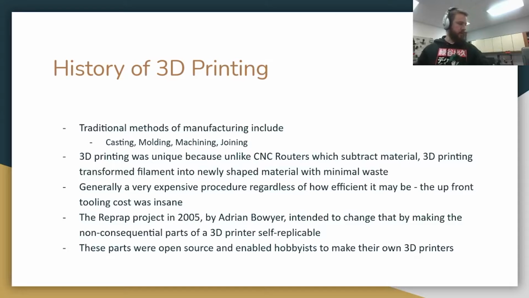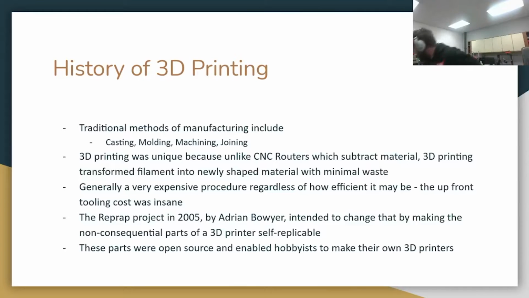So the history of 3D printing, for those curious, it comes from a long line of traditional manufacturing in that we've been doing other methods of manufacturing much longer than 3D printing. We've done casting, molding, machining, joining, and all of these things have worked great for their specific applications. And 3D printing came about because we needed something that was like CNC routers, but instead of carving into a block of wood, we need to be able to make something from relatively nothing.